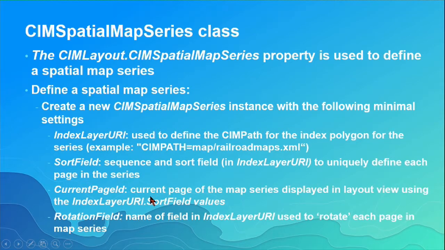It will make a little bit more sense when we see the demo. And then the rotation field, that's optional, but if I want to rotate the maps in my map series, I can link it to a rotation field. If I have the angle in there, then the map will be automatically rotated to that angle.